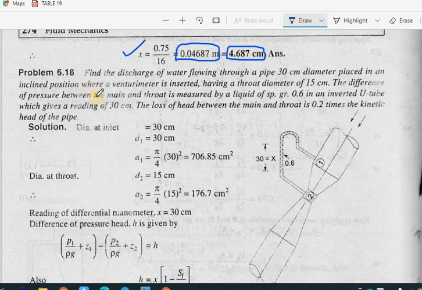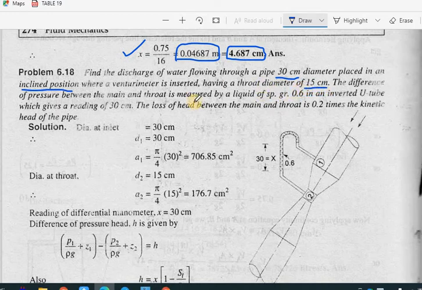Okay, then we will see the next numerical related to your inclined venturi meter. Find the discharge of water flowing through a pipe of 30 centimeter diameter. A pipe has been provided which is having a diameter of 30 centimeter, placed in an inclined position. It is clearly mentioned that it is in the inclined position, where a venturi meter has been inserted. As you can see, there is a venturi meter inserted having a throat diameter of 15 centimeter.